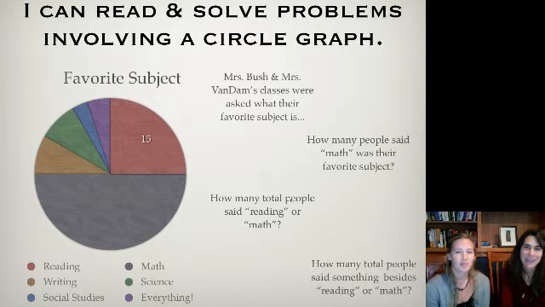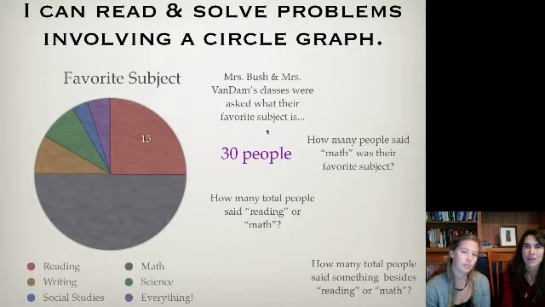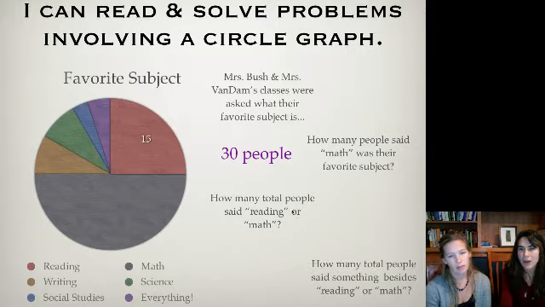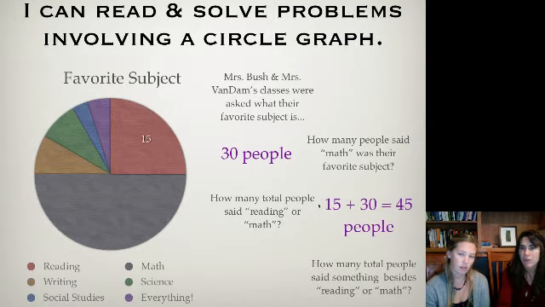So, going back, you should have found here that 30 people said they preferred math, because once again, we have 15 here, and now we have to think about doubling that amount here. So you should have had 30. And I already helped you out a lot with that one. So now looking here, how many total people said reading or math? Just a nice simple addition problem. 15 plus 30, you should have gotten 45 people.